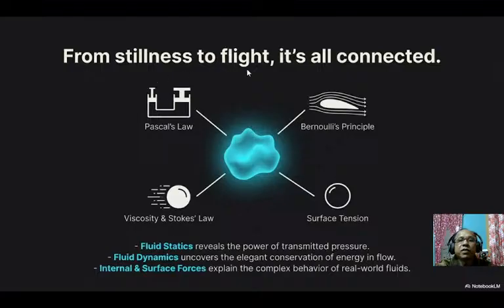From stillness to flight, it's all connected. This is Pascal's law, Bernoulli's principle, surface tension, viscosity, and Stokes' law. Fluid statics reveals the power of transmitted pressure. Fluid dynamics uncovers the elegant conservation of energy in flow. Internal and surface forces explain the complex behavior of real world fluids.